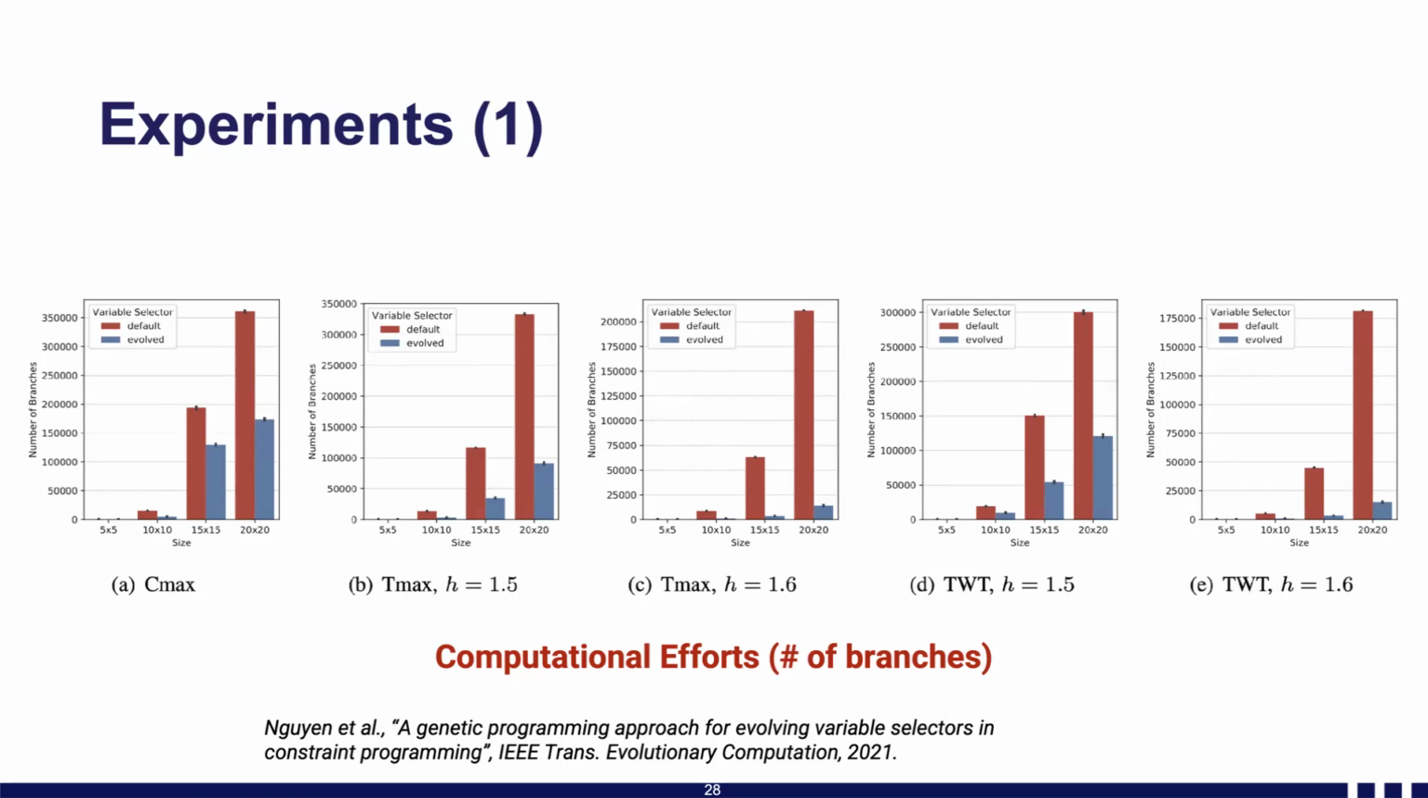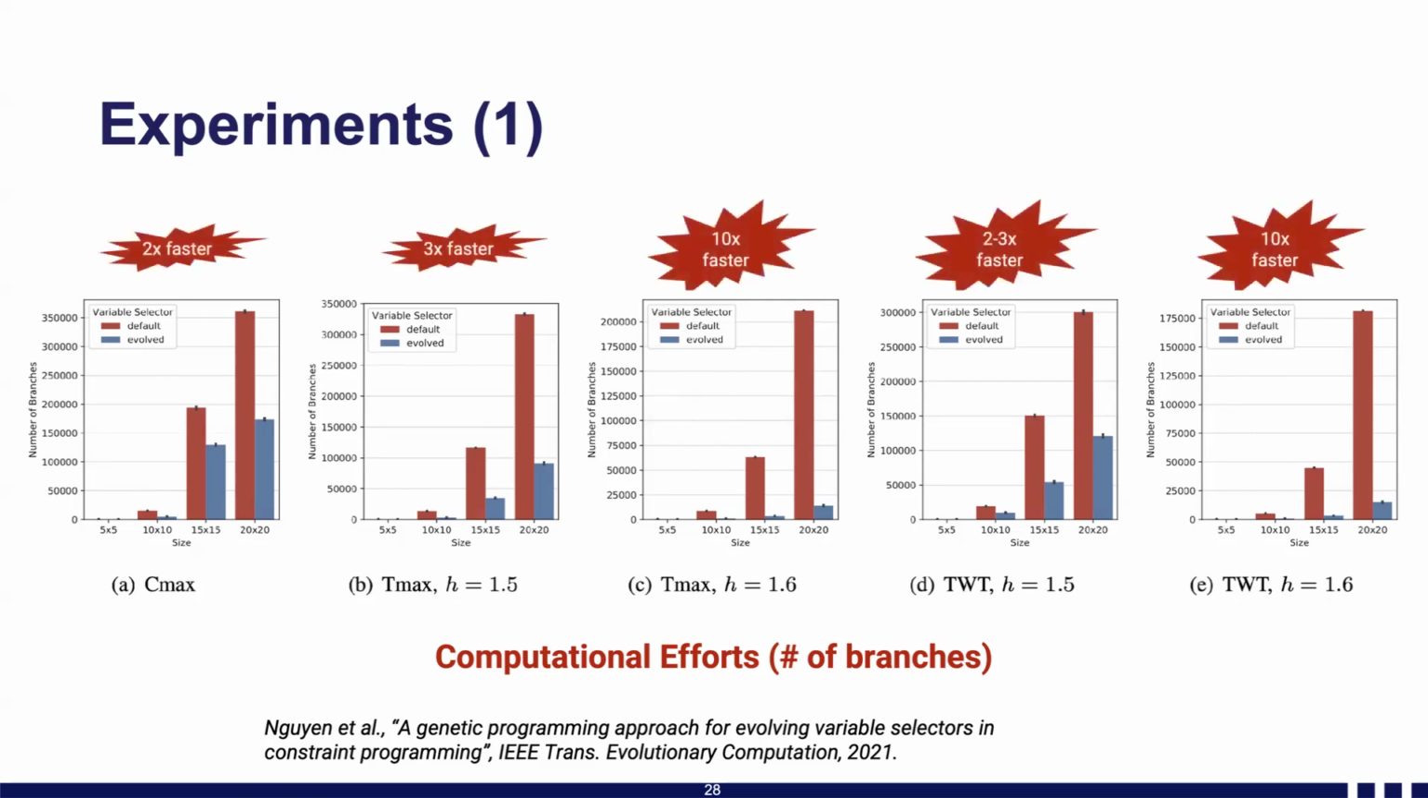The red bar is the default settings of our CP solver, and the green one is the one in which the evolved heuristic or priority rules are used within the process. We see that the number of branches, the computational effort, has been reduced significantly. And depending on what kind of problems we're looking at, we're able to achieve quite a lot of performance speedup.